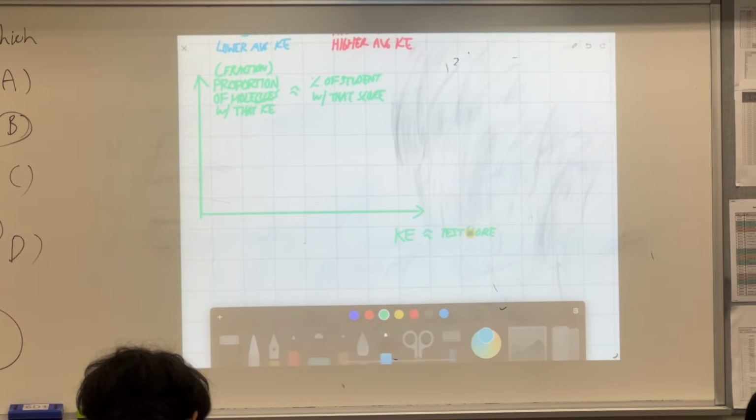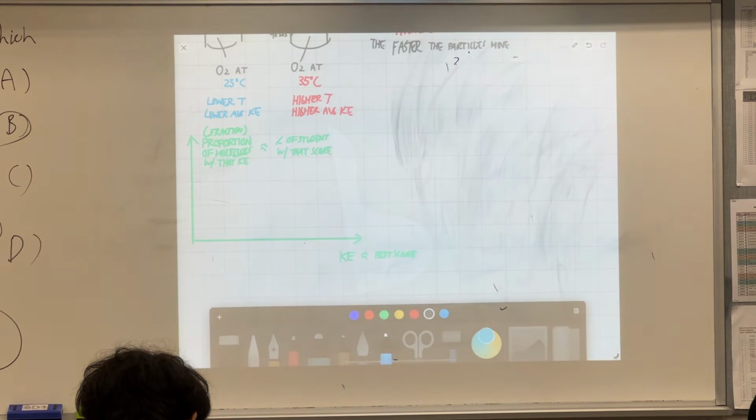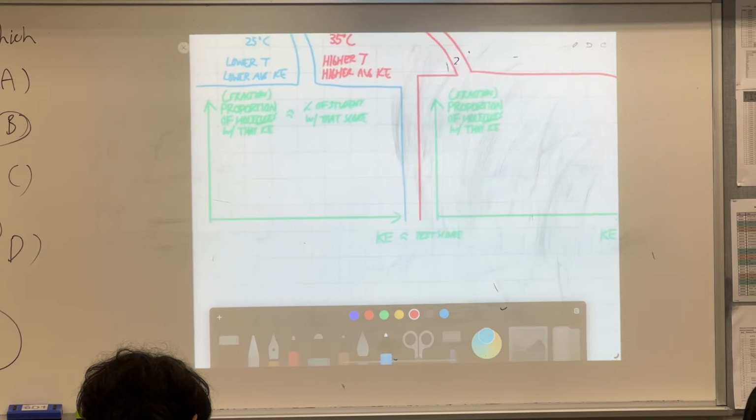Some will score higher, some will score lower, and we can draw a distribution that looks like this. Yeah, so can you draw me two distributions? If I want to show what is inside this jar at a lower temperature compared to what is inside this higher temperature jar, what will we see inside?